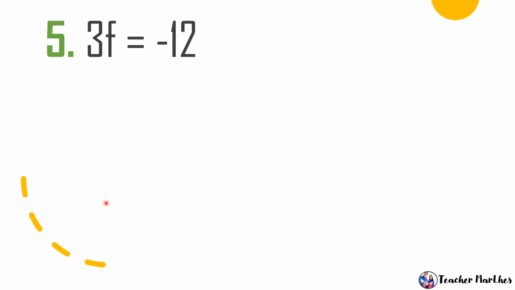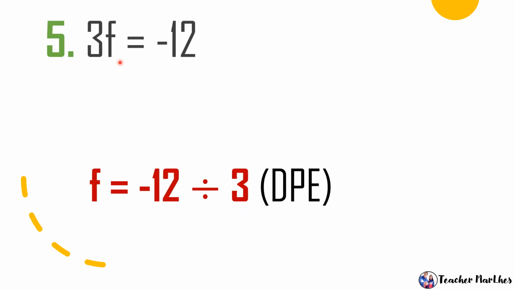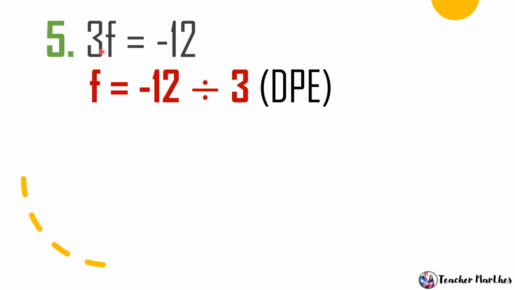Number 5, we have 3f equals negative 12. So, to isolate the variable f, since magkadikit sila, we will use the division property of equality. So, we will divide both sides by 3. So, 3 divided by 3 is equal to 1. So, yung nagka-cancel tayo, may iwan mag-isa yung variable f.